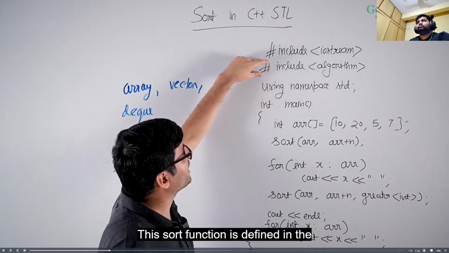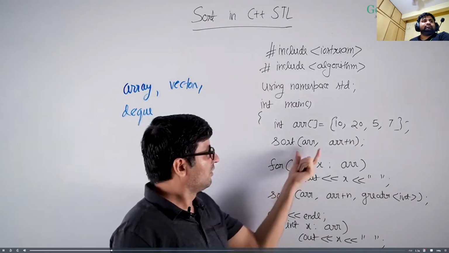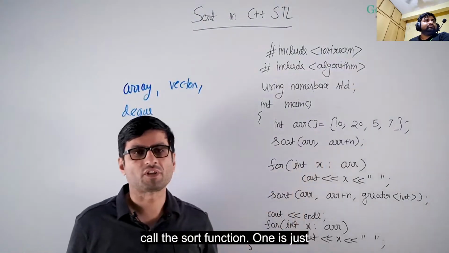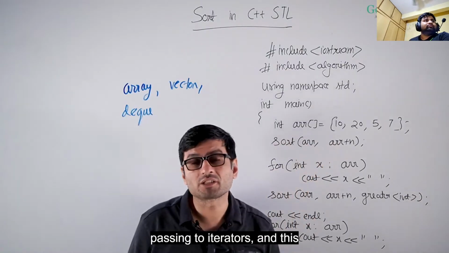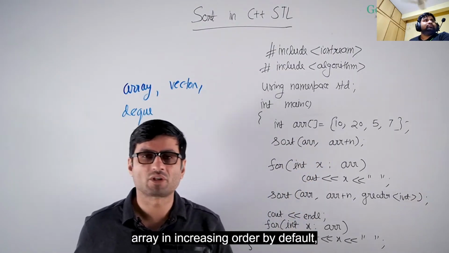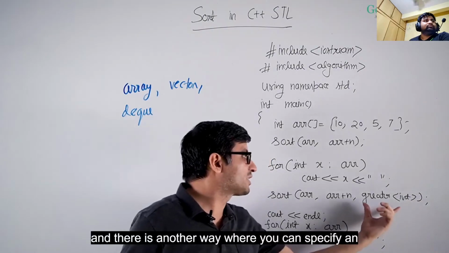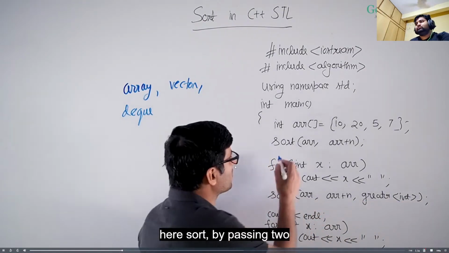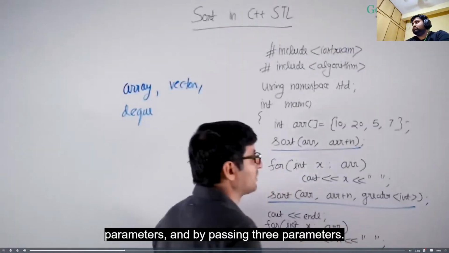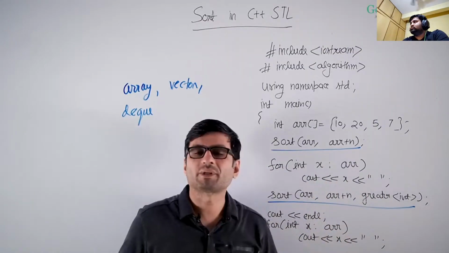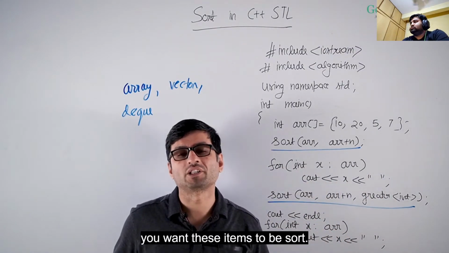This sort function is defined in the algorithm library. We have two ways to call the sort function. One is just passing two iterators, and this way sorts your input array in increasing order by default. And there is another way where you can specify an order. So I've called two ways here: sort by passing two parameters and by passing three parameters. The third parameter specifies the order in which you want these items to be sorted.